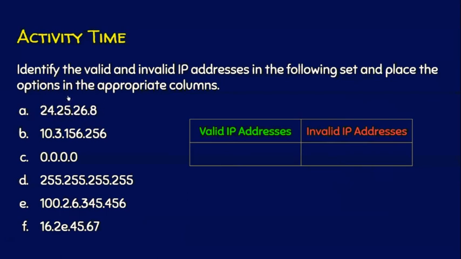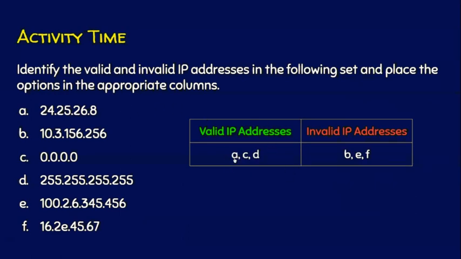One is the column for valid IP addresses, another one is for invalid IP addresses. Suppose if you find A is a valid IP address, mark it as A here. And if you find B is an invalid IP address, mark B here. And you should know why they are valid and why they are invalid. Please pause this video for a while and make a note of this answer against the column. If you are done, compare your answer with the answer that I am depicting.